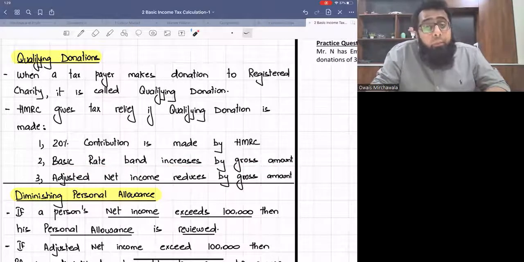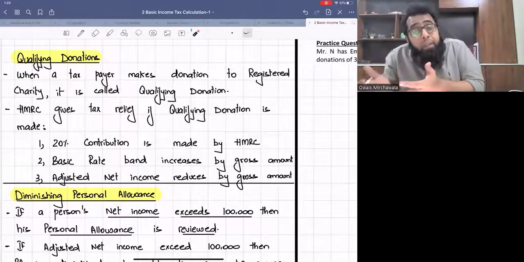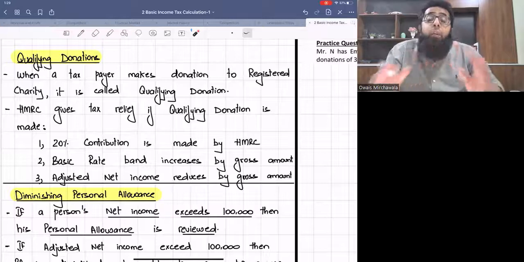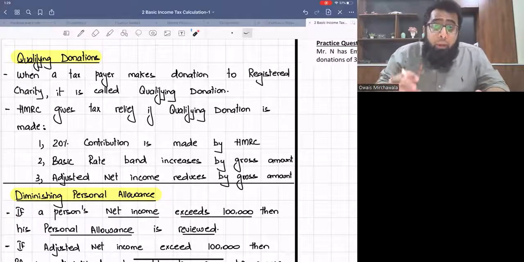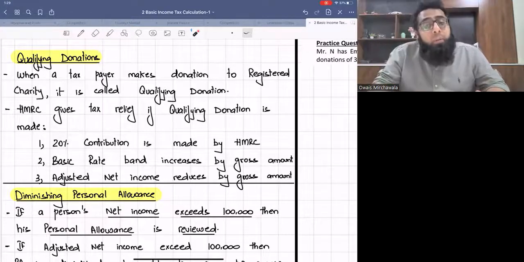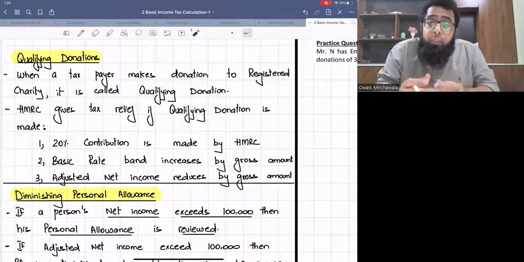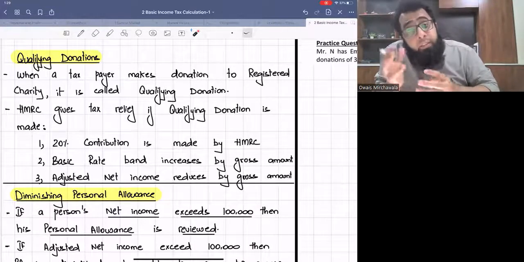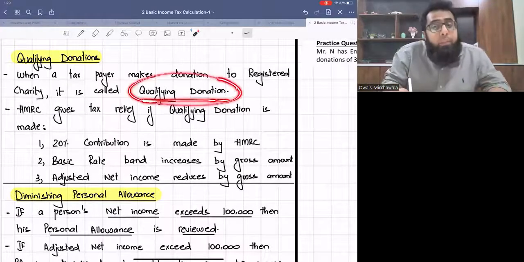When your basic rate band gets increased, your greater income will be taxed at a lower rate. By gross amount, we mean the amount which includes your contribution and the HMRC contribution. So whenever a person donates an amount to a UK registered charity, we call it a qualifying donation.